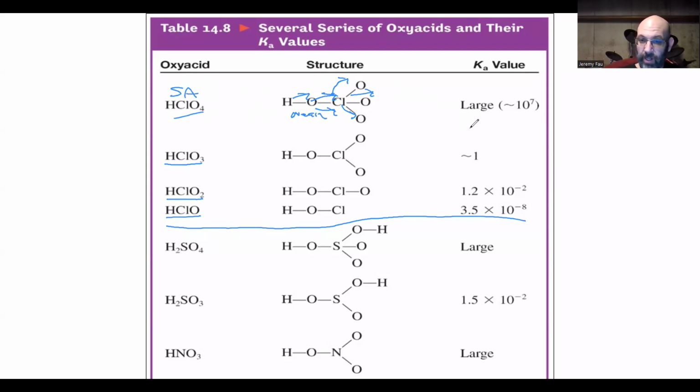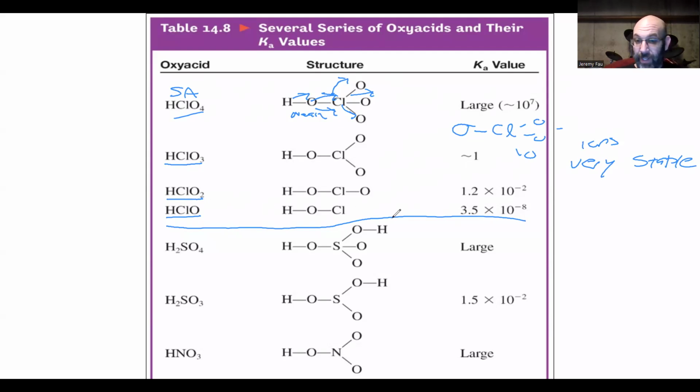The other reason why is that the OCl O minus ion is very stable. It's large, a bunch of electronegative elements, no big deal holding on to an extra electron. All right.